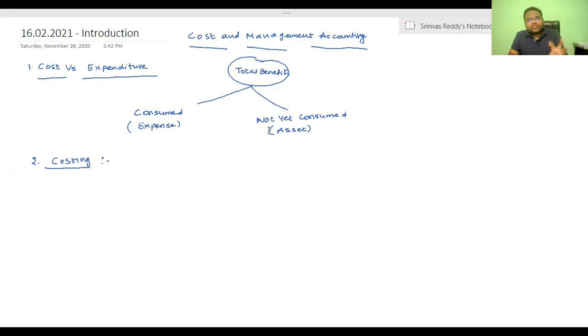Whenever the benefits are consumed, we term it as a part of expenditure. When the benefits are not consumed and are still lying, meaning we can utilize them for future benefits, we term it as an asset. So I wanted to conclude this concept called cost versus expenditure.